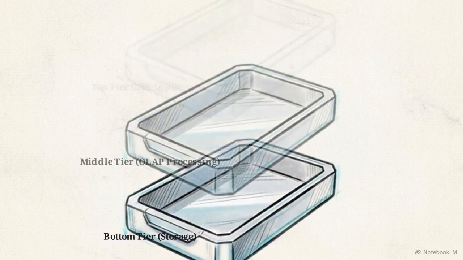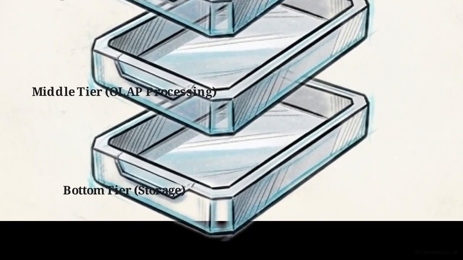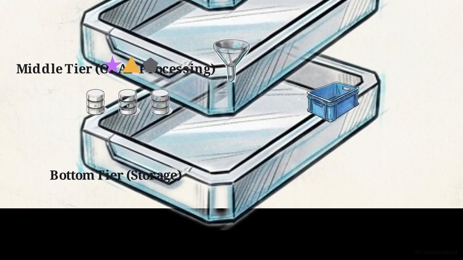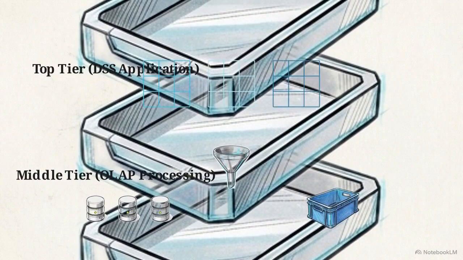This chart shows the three-tier data warehouse architecture. It creates distinct boundaries for storage, processing, and application delivery. The bottom tier handles data extraction. It pulls raw information from active databases, standardizes the formatting, and stores it in a central repository.